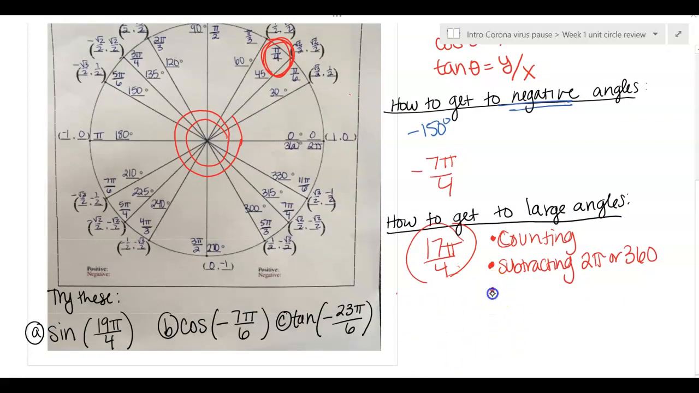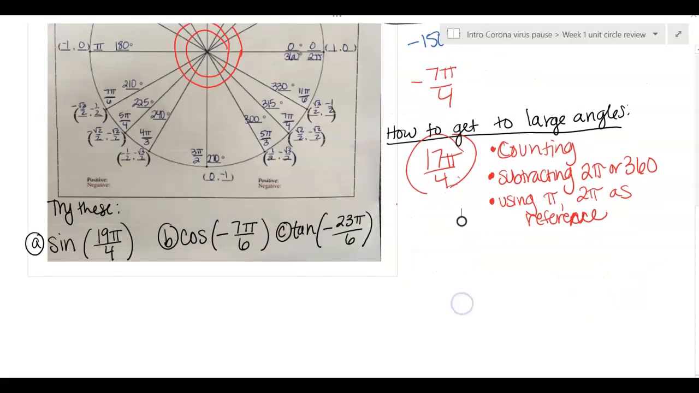And then another way, and this just depends on your comfort with writing numbers in different ways that might help you get there a little bit faster, is using pi and 2 pi as reference.